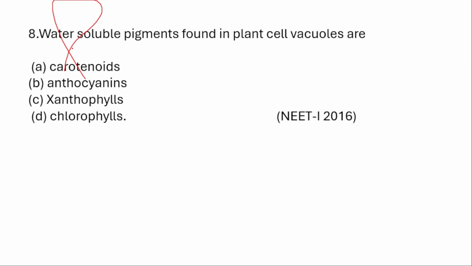Water soluble pigments found in plant cell vacuole are carbohydrates, anthocyanins, xanthophylls and chlorophylls. They are the anthocyanins. This one I asked because you should know the cell vacuoles of plants have anthocyanin, which was already asked in NEET 2016 paper 1. Okay.